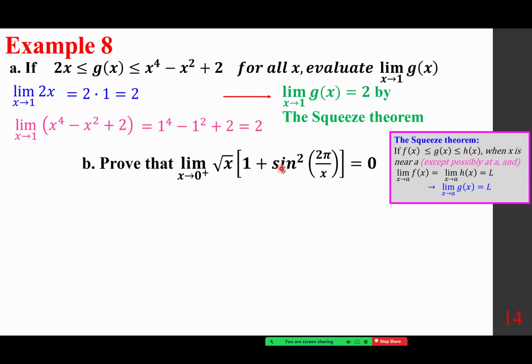The technique is, we know sine is always between -1 and 1, regardless of its argument. Alpha is the argument of sine. So if sine alpha is between these two numbers, then sine of this argument 2 pi over x is also between -1 and 1.